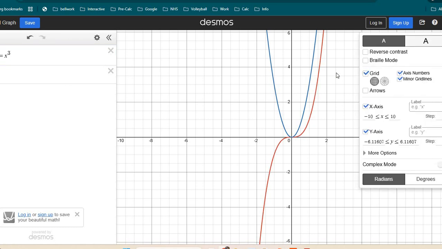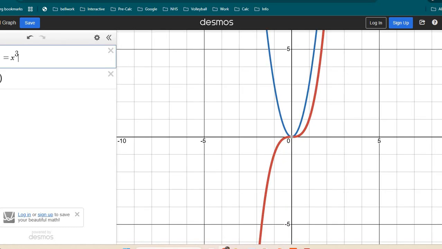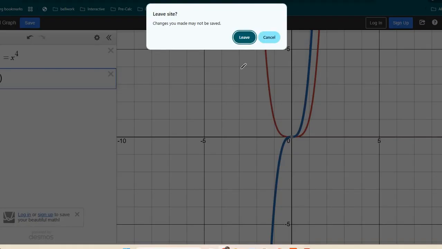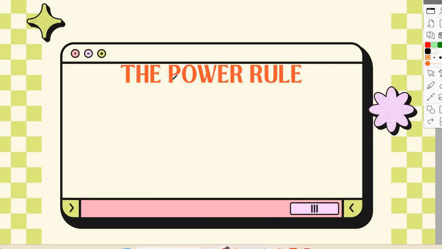Okay, if my original graph is now a cubic, what does it look like the degree of my derivative graph is? 2. If my original graph degree is 4, what does it look like the degree of my derivative graph is now? So what does it look like our pattern is? Minus 1. Yes, well, what am I subtracting 1 from? The power or the degree. Yeah, the exponent. Yes, which is why it's called the power rule, right?